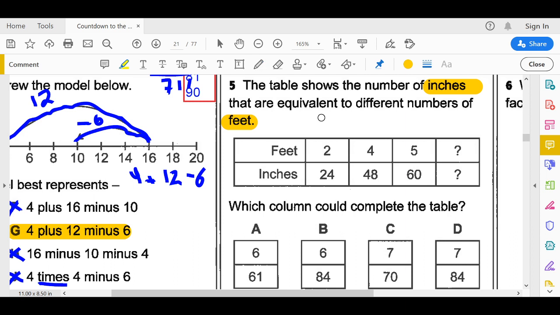Okay, so based on this, I need to find the pattern. 2 equals 24 right here. 4 equals 48 and 5 equals 60. So I know that what they're doing is that 1 foot equals 12 inches. Because when I multiply this number here times 12, 2 times 12, that is going to be 24, okay? So 2 times 12 is 24.